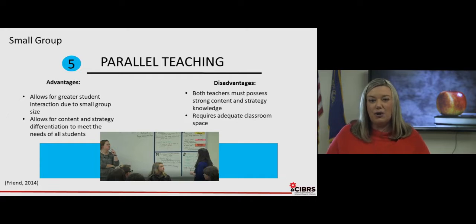When using this approach, it's recommended that students begin and end the class as a whole group, though. This allows time to set the stage for the small group work and provides an opportunity for final reflection. Listen as a Rowan County co-teaching team sets the stage for parallel teaching.